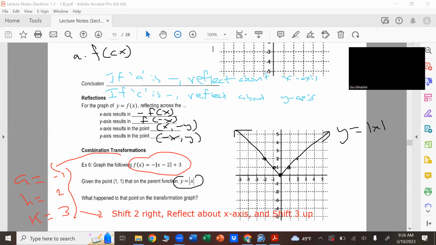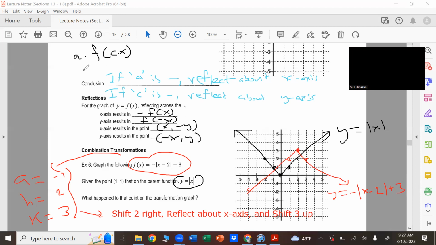So if I shift to right, clearly I'm right here. Then I gotta reflect. So I'm going to be pointing down, and then I go 3 up. Sorry, 3 up. So the other points do the same thing. 1, 1. I gotta go 2 right, reflect, and then go 3 up. Or -1. I gotta go 2 right, reflect, 3 up. And that's y equals negative absolute of x minus 2 plus 3.